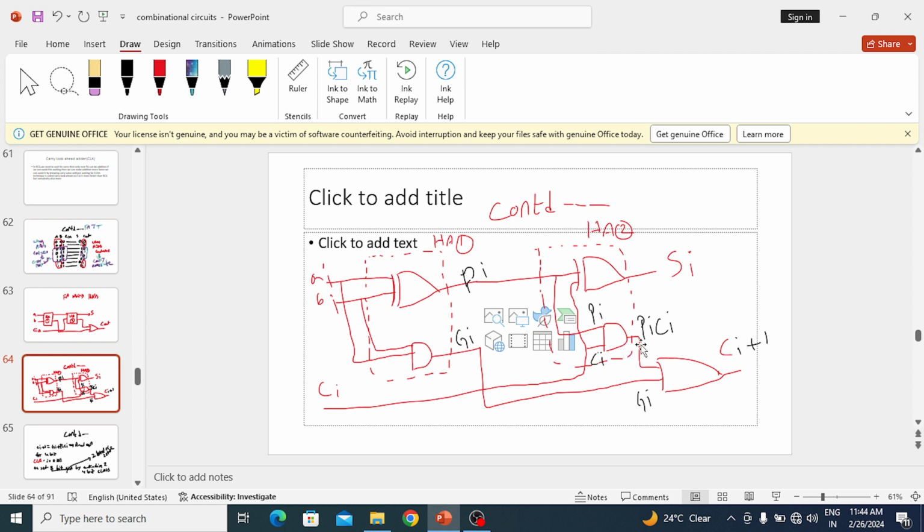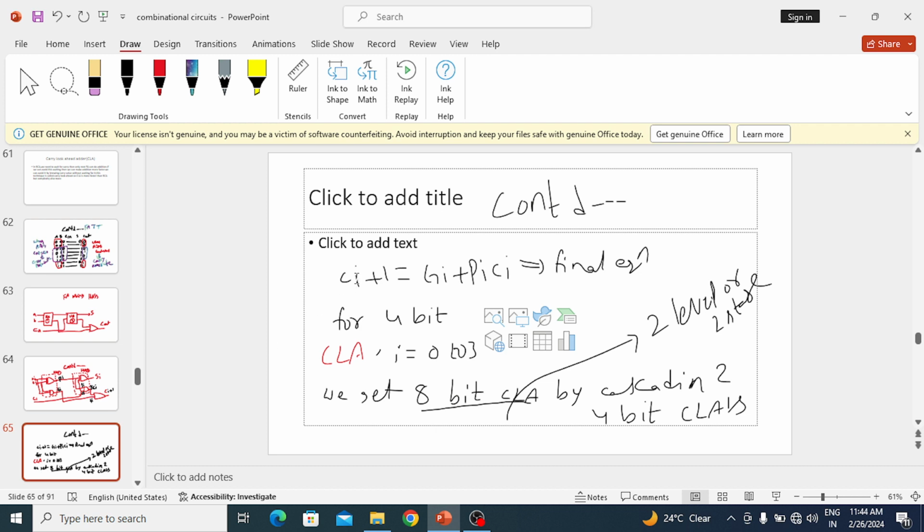See here what is coming, we have to know. This is Gi. And here, Pi and Ci are coming, so it will become Pi Ci, and Gi. So Ci plus 1 equals Pi Ci plus Gi. That is the final equation. Ci plus 1 equals Gi plus Pi Ci. This is the final equation.